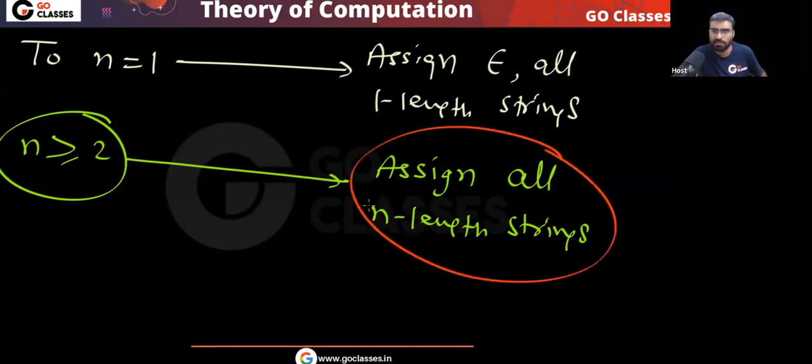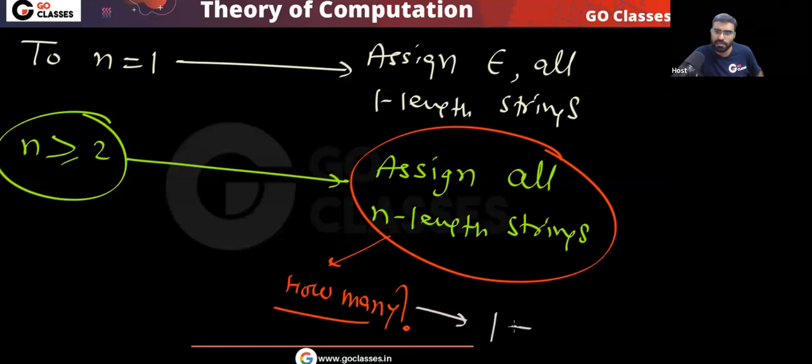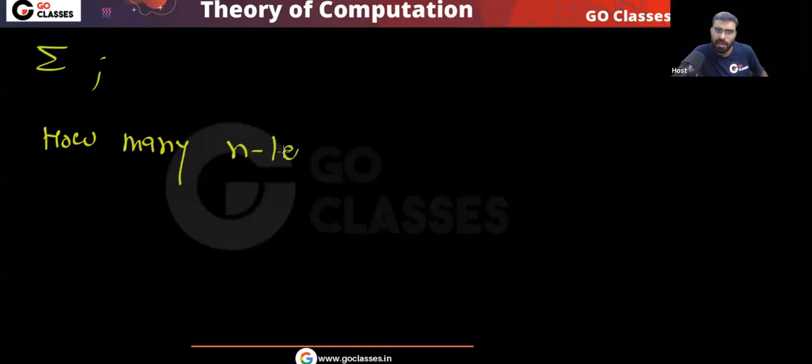How many are there? Okay, I want n length strings. How many are there? That is cardinality of sigma power n. Because how many n length strings are there? Just notice. If your sigma is something, then how many n length strings can you create?